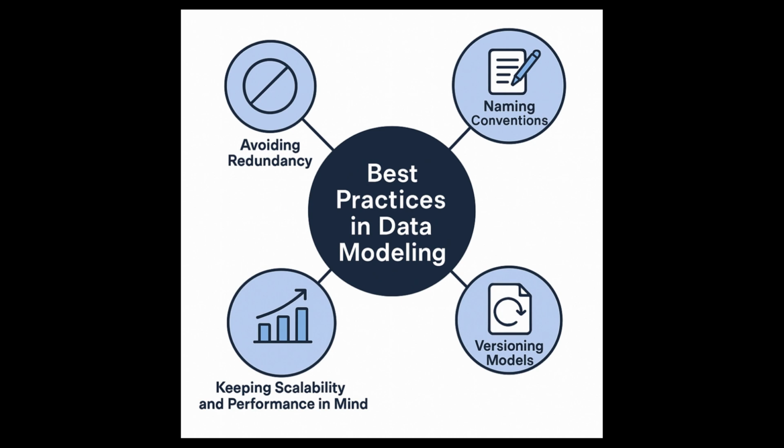4. Versioning models. As business requirements change and systems evolve, so should your data models. It's important to version control your data models, just like you would with code. Versioning allows you to track changes, roll back to previous states, and maintain consistency as the model evolves. Tools like Git or specialized data model versioning tools can help you manage changes over time and ensure that your team works with the most up-to-date version of the data model.